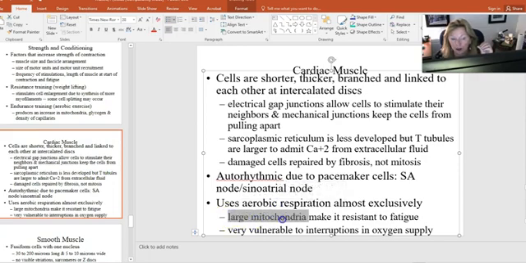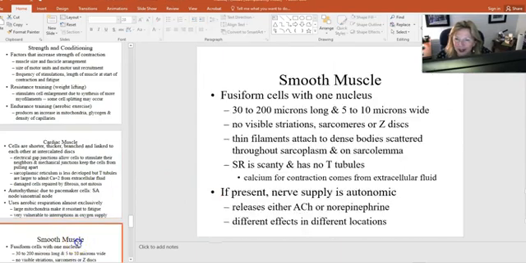The fibers themselves have very large mitochondria and numerous mitochondria because it helps to resist fatigue. So these are very distinct differences between heart muscle and skeletal muscle, and ones you should know at this time.